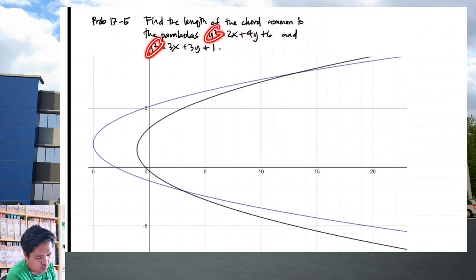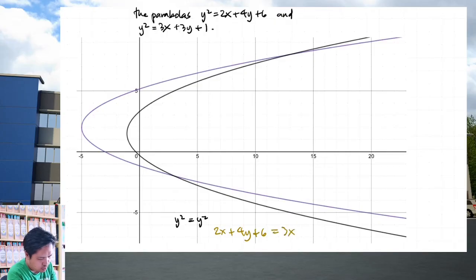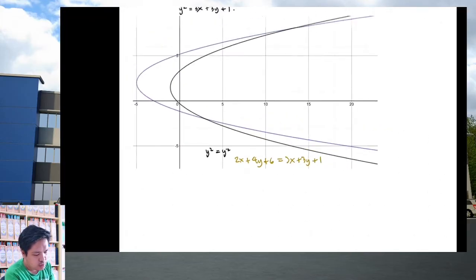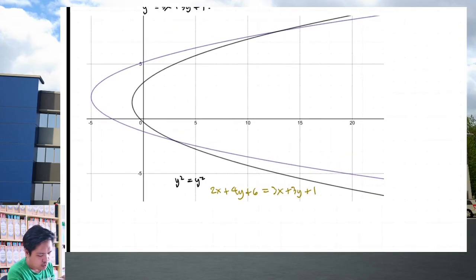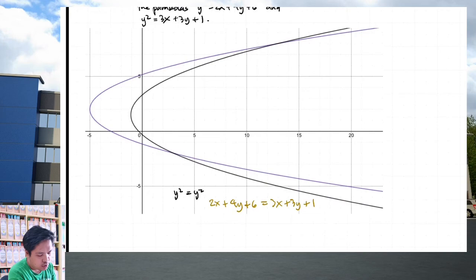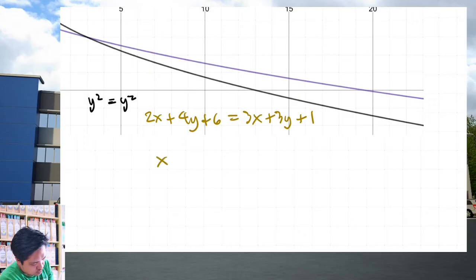So we have y squared equal to y squared, then let's just solve. So that would be 2x plus 4y plus 6 equal to 3x plus 3y plus 1. We could start with this, but what it will give us is actually the equation of the line that is passing through the common chord. But let's still try that. So that's x minus y minus 5 equals 0.